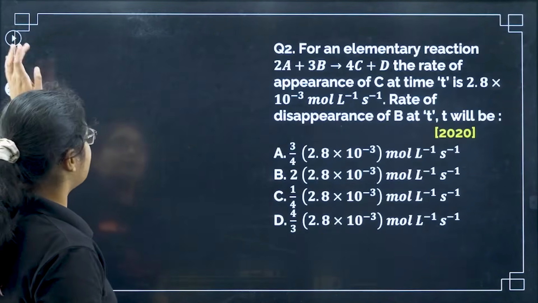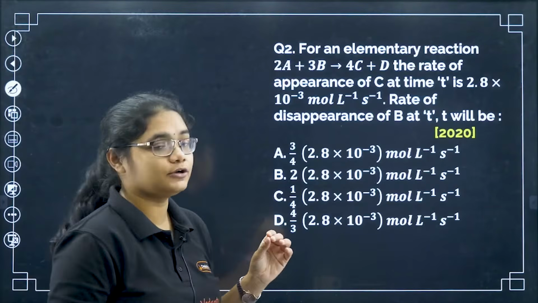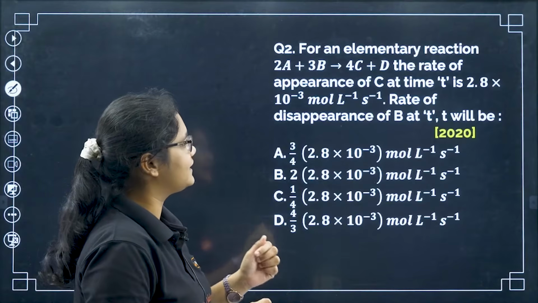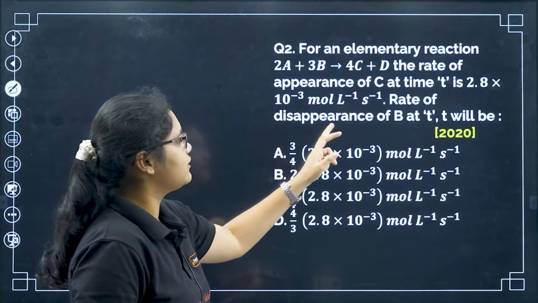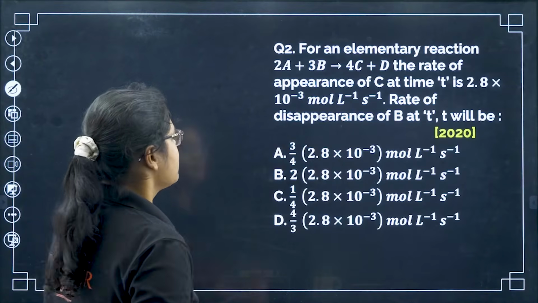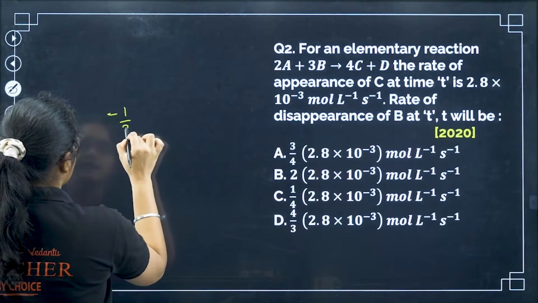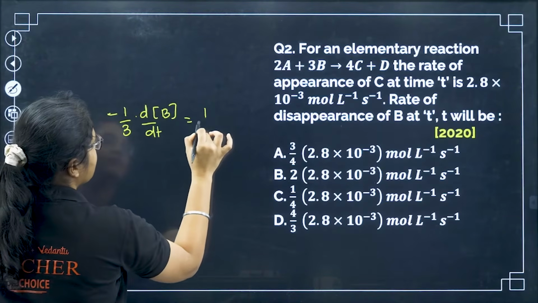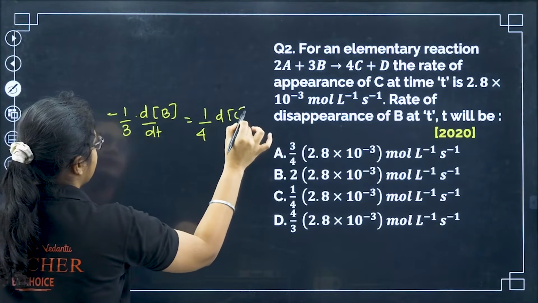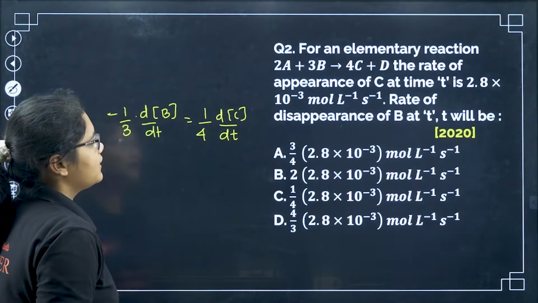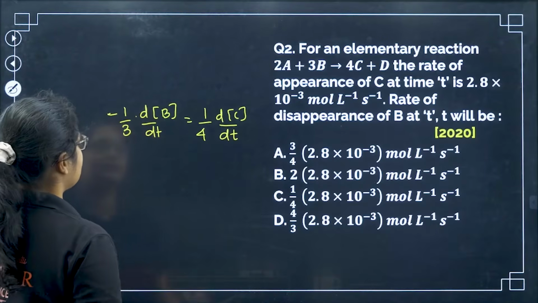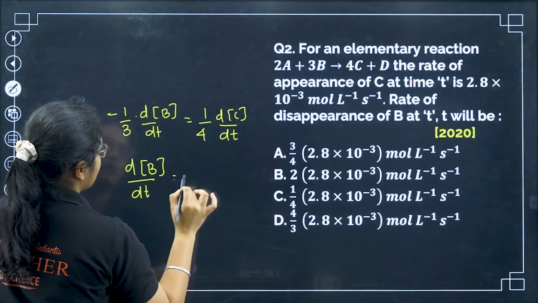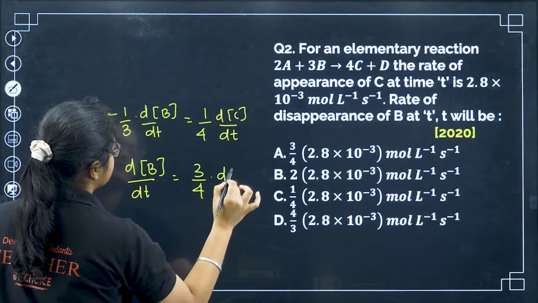Okay, moving to the next question, for an elementary reaction 2A plus 3B gives 4C plus D. The rate of appearance of C at time t is this much, then the rate of disappearance of B at time t will be. So I have now minus 1 by 3 of dB by dt is equal to 1 by 4 of dC by dt. Now the rate of disappearance of B at time t will be equal to dB by dt, which will be equal to 3 by 4 of dC by dt.